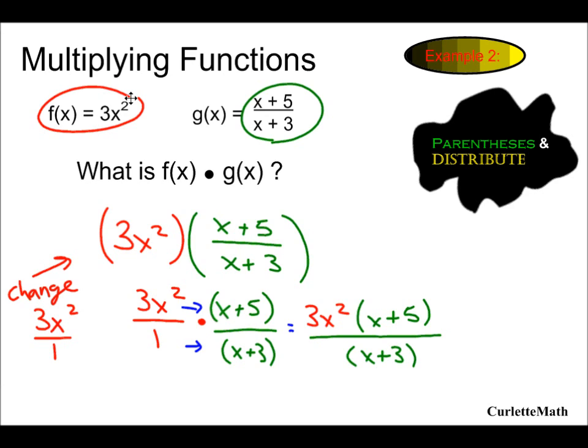Now, the thing we want to look at here is, will anything cancel out top and bottom? And the answer is no. So if we want to take it one step further, we could distribute out that 3x squared, and that will give us 3x cubed plus 15x squared all over x plus 3. And that would be our final answer.